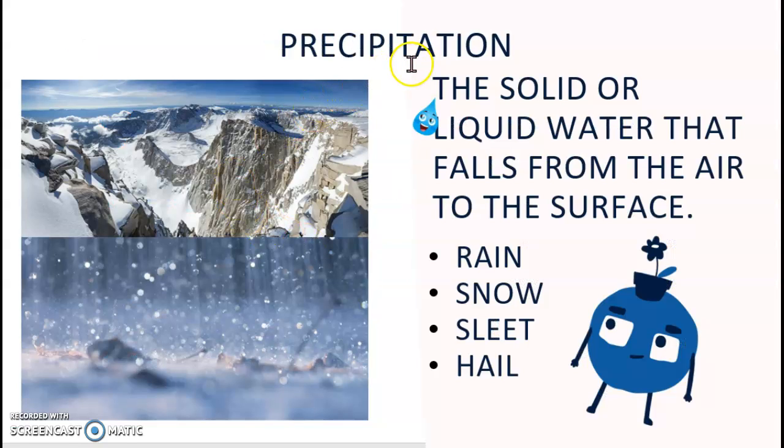Next is precipitation. Precipitation is when liquid falls from the air to the surface. Examples are rain, snow, sleet, and hail. So these are types of precipitation.